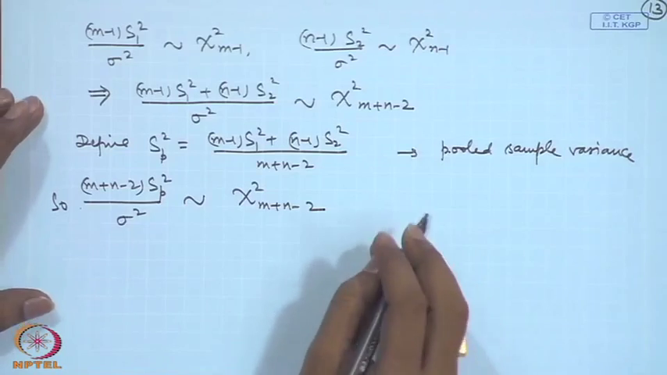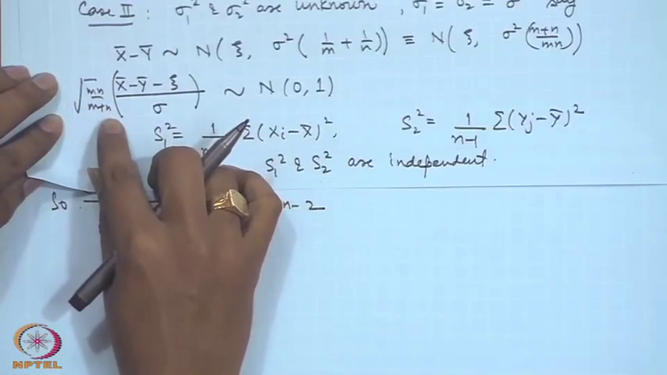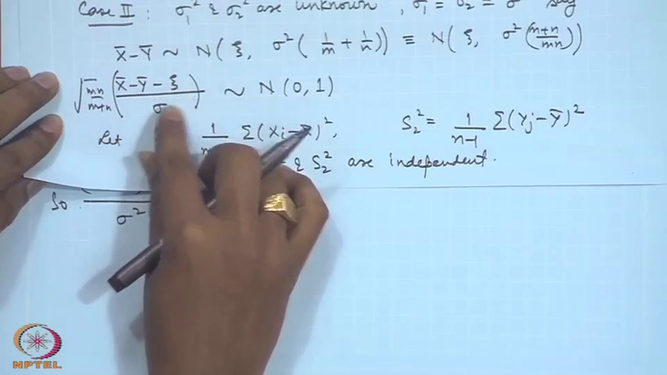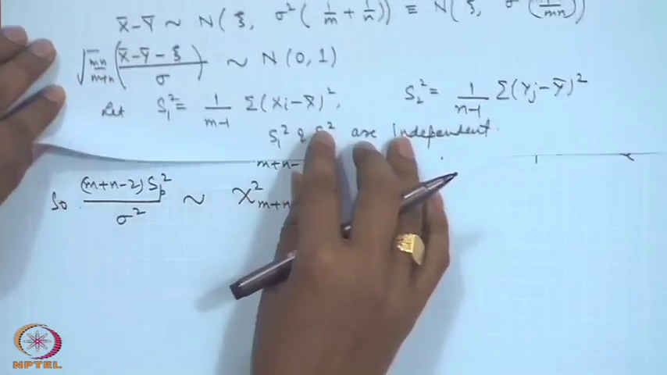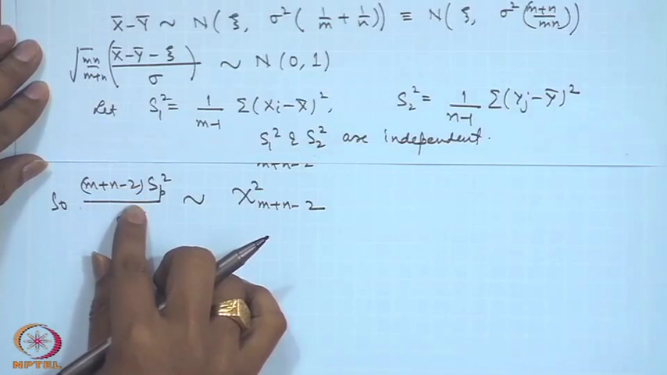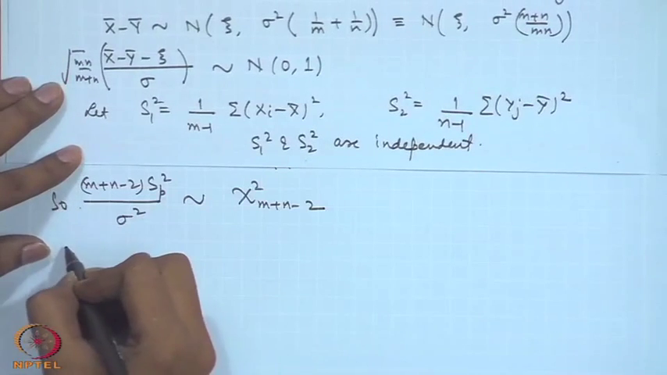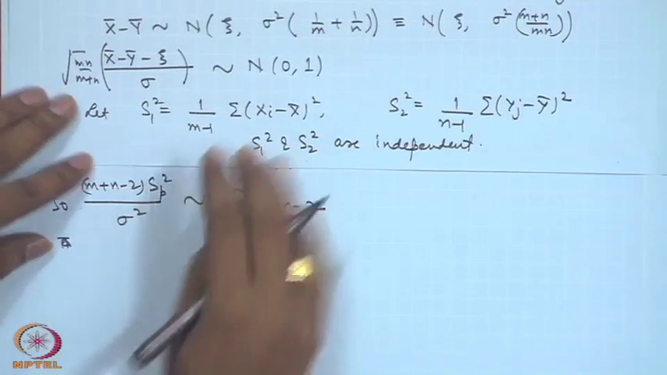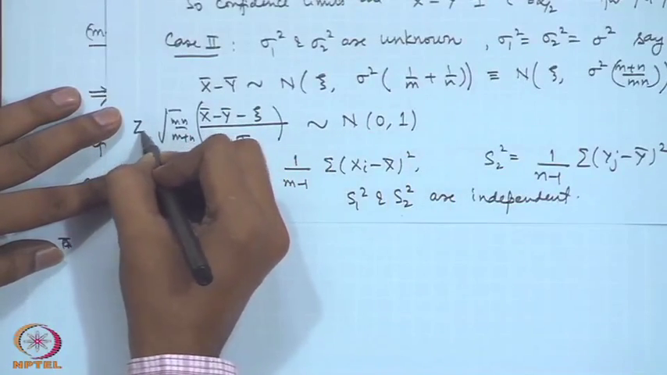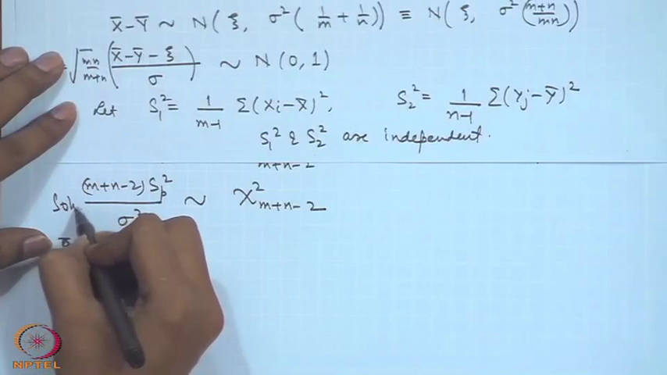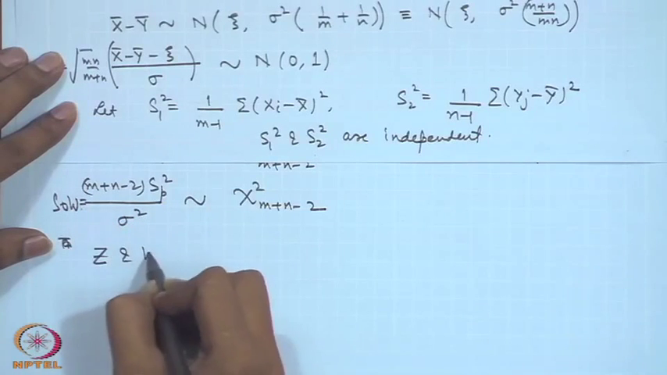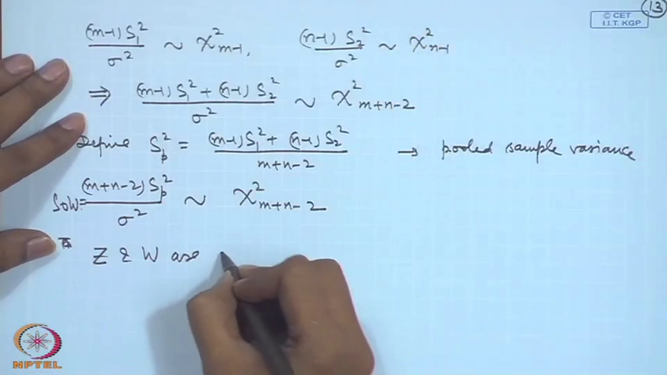Now, in the sampling from normal populations, sample means and the sample variances are independently distributed. Therefore, if we consider square root (m n by m plus n) (x bar minus y bar minus xi) by sigma, the distribution is independent of the distribution of (m plus n minus 2) S p square by sigma square. So, I can write the ratio, let us give them some names. So, I call this z and this one I call say w. So, z and w are independent.